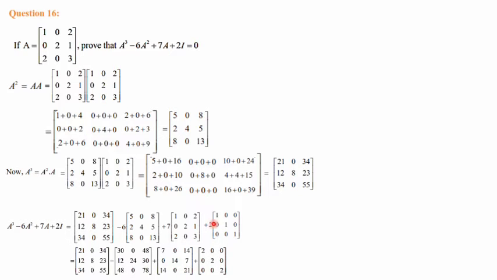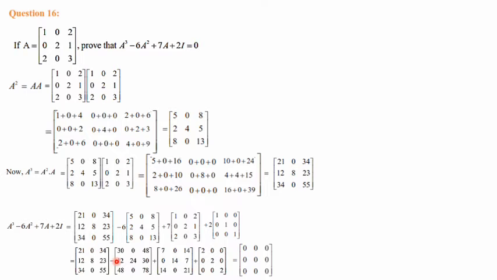Here 2 is outside, a scalar, so just multiply inside. The diagonal elements, all 1, will be changed to 2 because 2 into 1 is 2. Now this whole calculation we can do together. We will be getting 21 minus 30, which is minus 9. Minus 9 plus 7 is minus 2. Minus 2 plus 2 is 0.